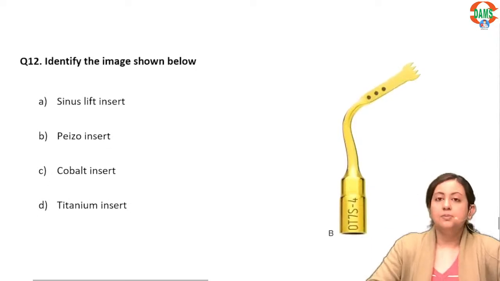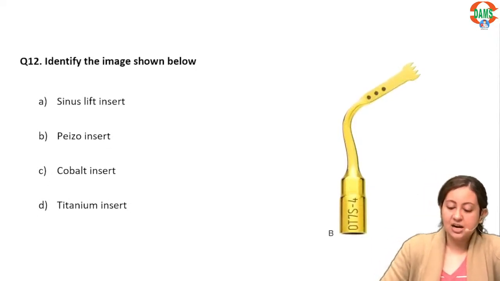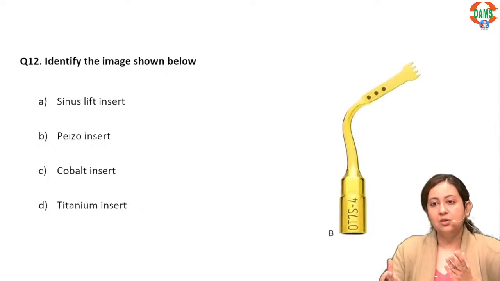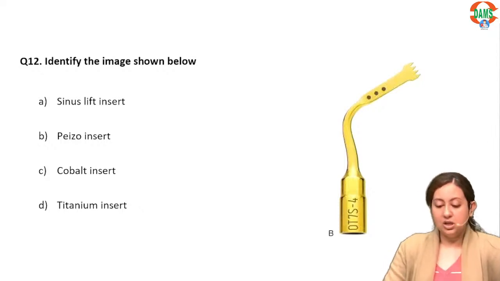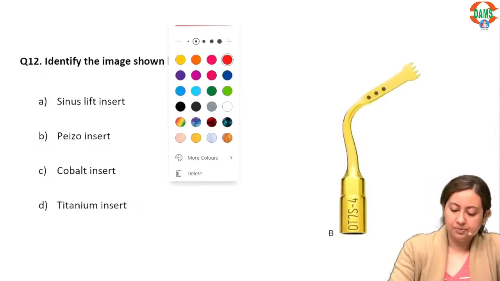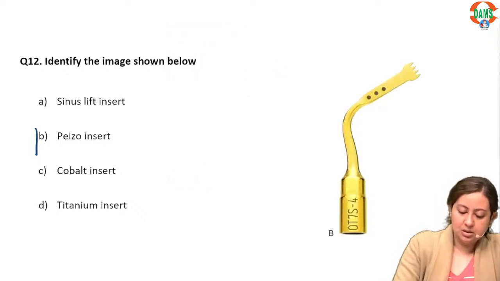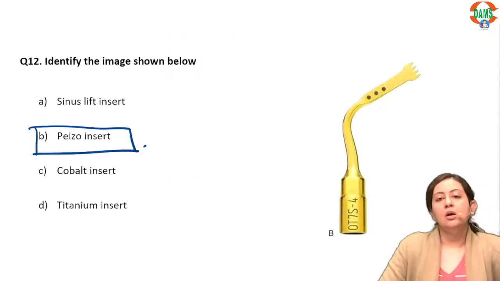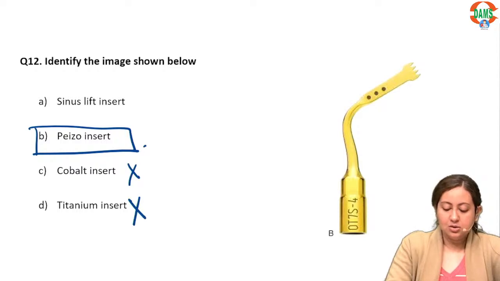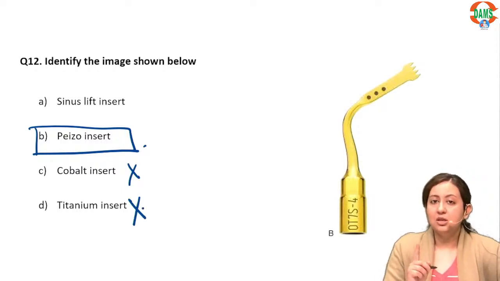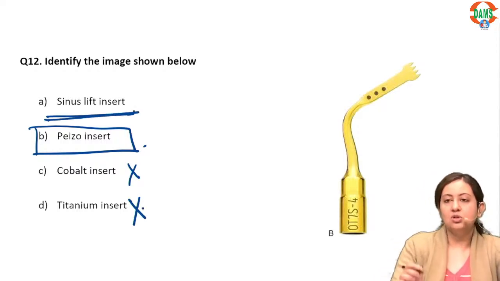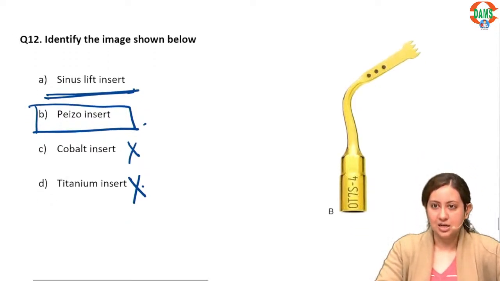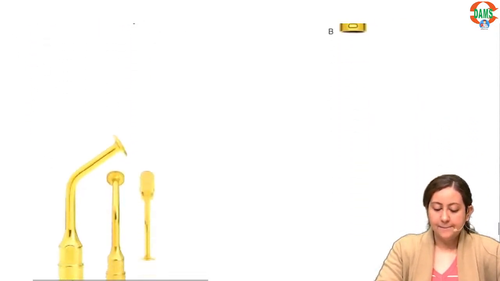Now, coming to the next question, that is identify the image given below. It's a repeat question, and we all know that this is a piezo insert. There's nothing known as a cobalt insert or a titanium insert. But there's something known as a sinus lift insert. So the next picture that I'm going to show you is that of a sinus lift insert.